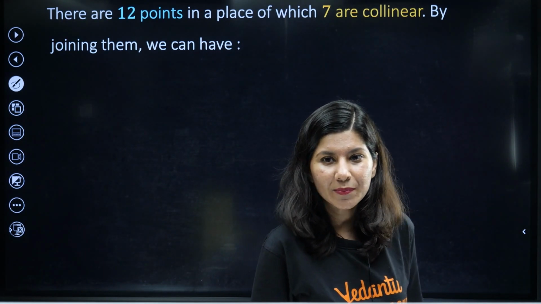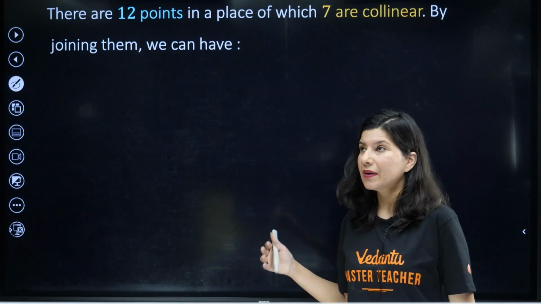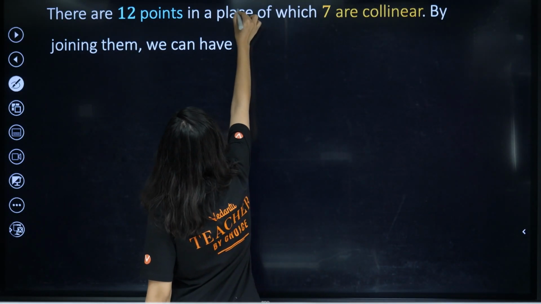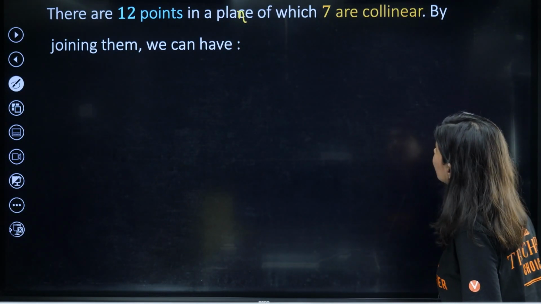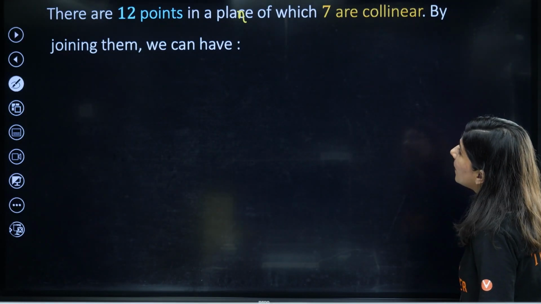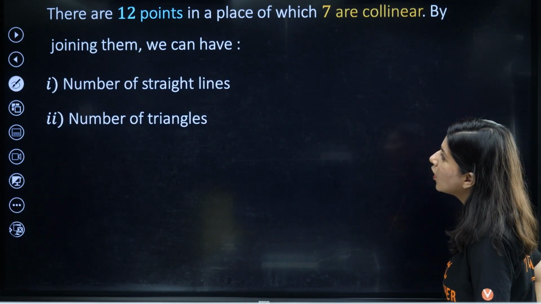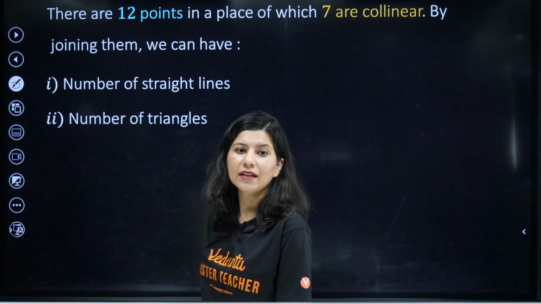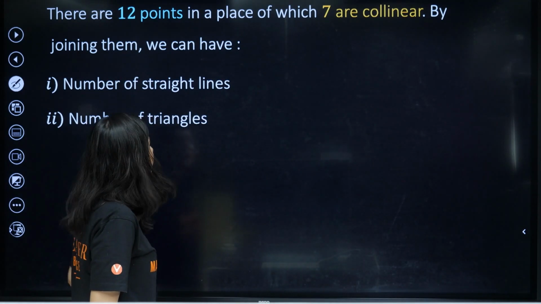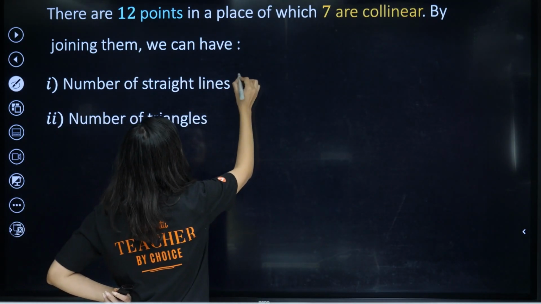There are 12 points in a plane, of which 7 are collinear. By joining them, we can have how many straight lines and how many triangles? So how many straight lines? We do have a formula.